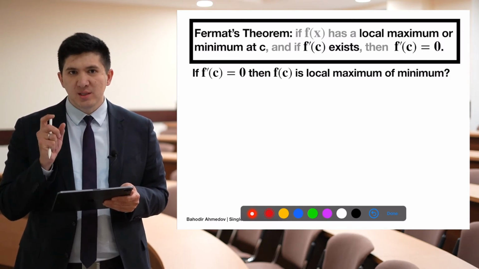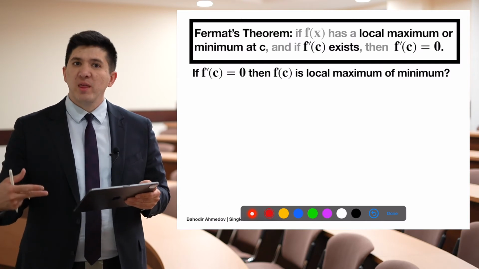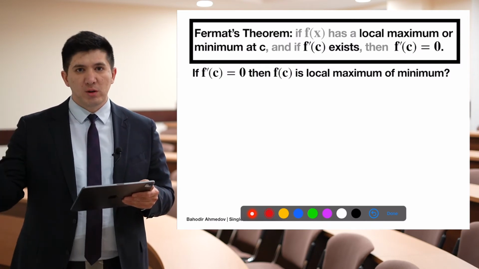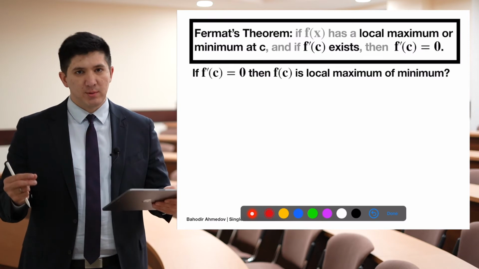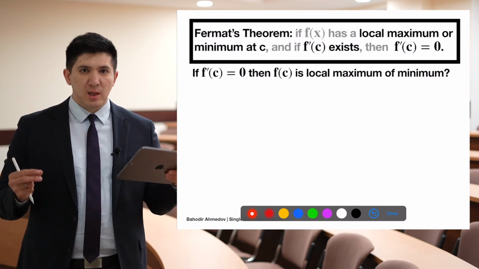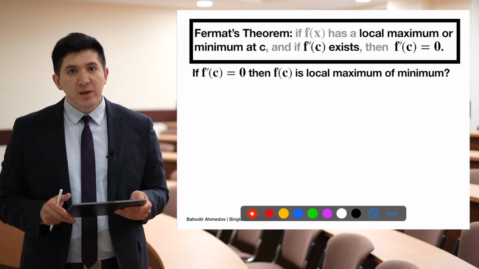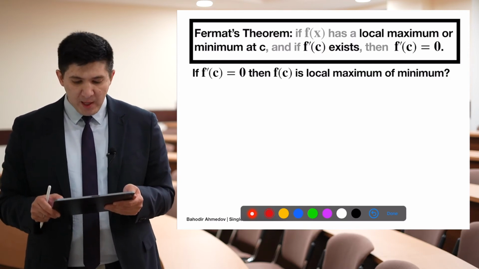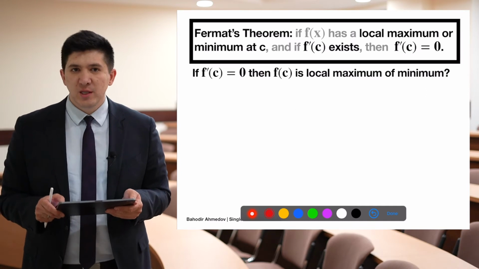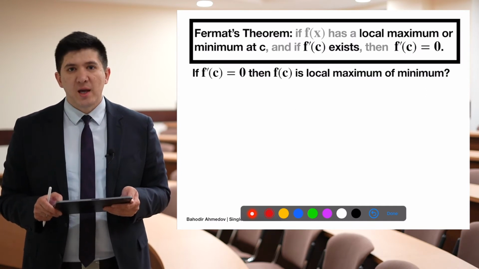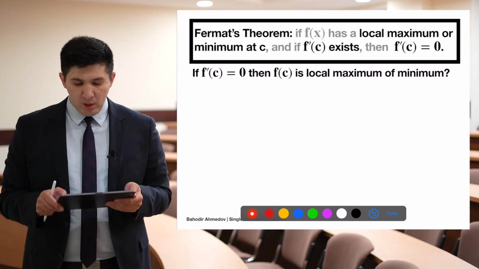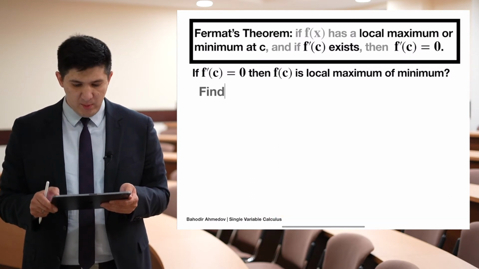Do you feel that this is the inverse statement? The Fermat theorem tells you that if you've got a local minimum, then the derivative is equal to 0. Now we're asking, if the derivative is equal to 0, is it a local minimum? It appears no. Sometimes, even though the derivative is equal to 0, we're going to have neither a local maximum nor a local minimum at that point.